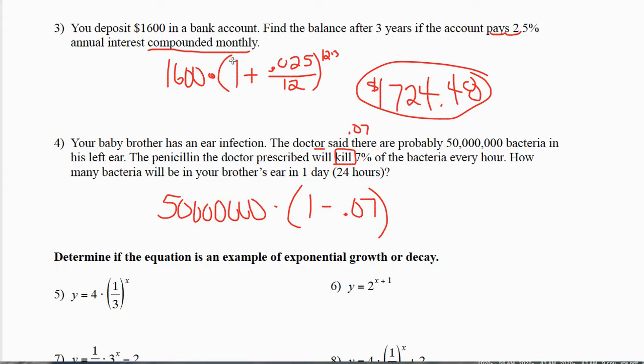Here, when it compounds it monthly, the bank doesn't want to pay you 0.25% over every single time. They want to pay you that for a total annual interest, which is why we divided it by 12. Here, it's going to be 7% every single hour. So we have to keep the 7% the same, and we're going to do it for 24 hours. All right, let's go to our calculator.